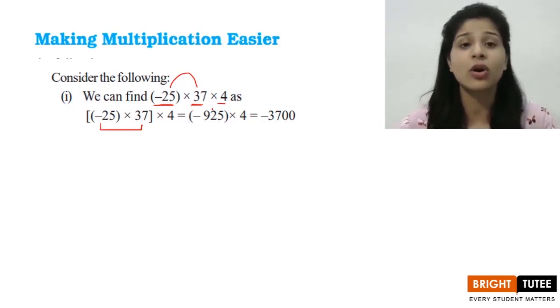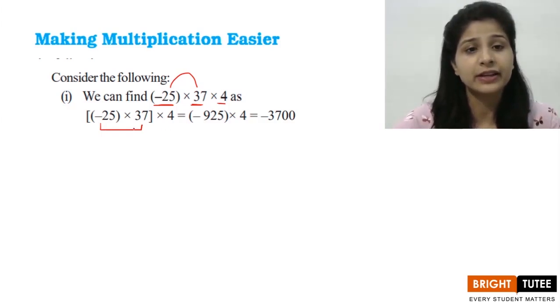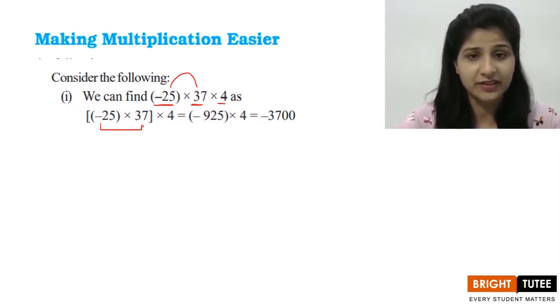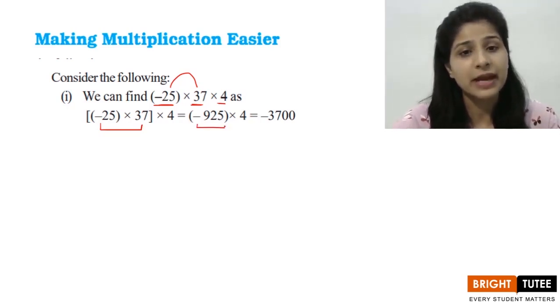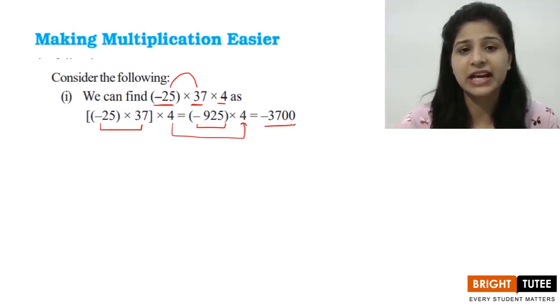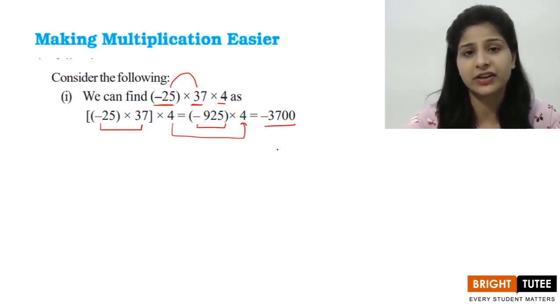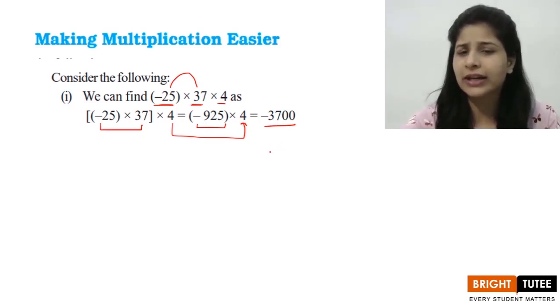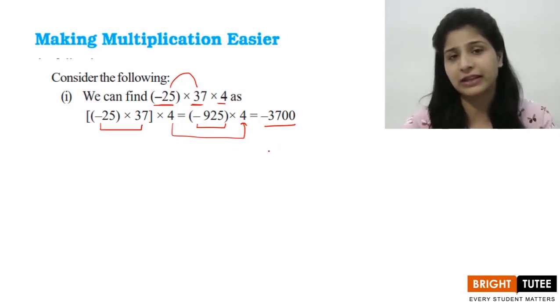Order does not matter. But here when we multiply, it is going to take time, minus 25 and 37 for sure. So it is minus 925. And when you multiply it with 4, what is the answer? Minus 3700. Instead of this, what could have been done?